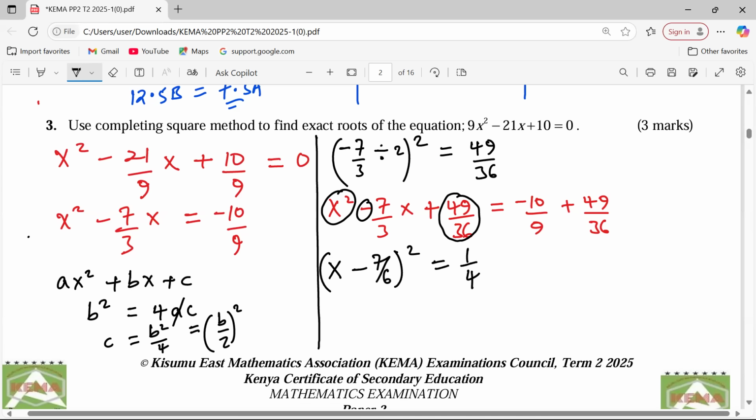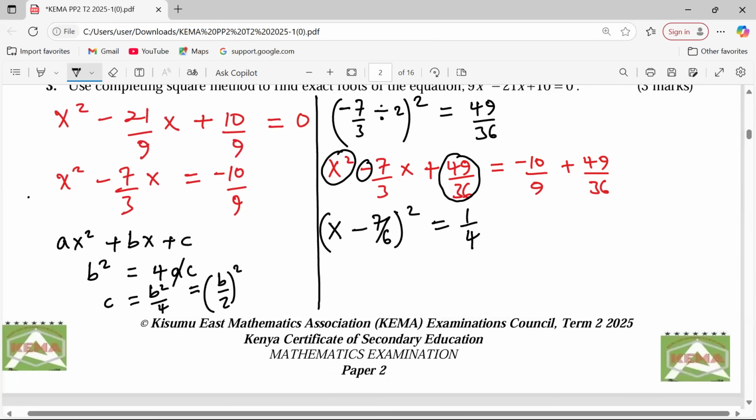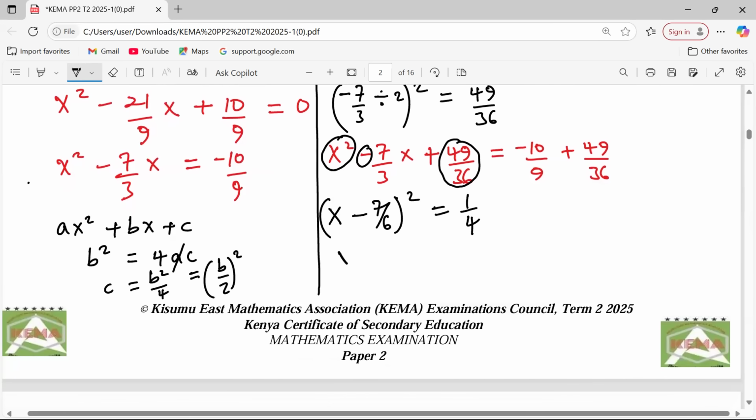At this point, we can talk of obtaining the square root. I hope you are listening to me carefully. Obtaining the square root for both sides, when we take the square root for the left-hand side, we shall get x minus 7 over 6. And on the other side, the square root of a quarter is either plus or minus half.